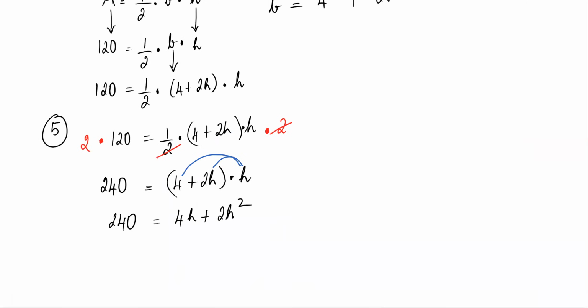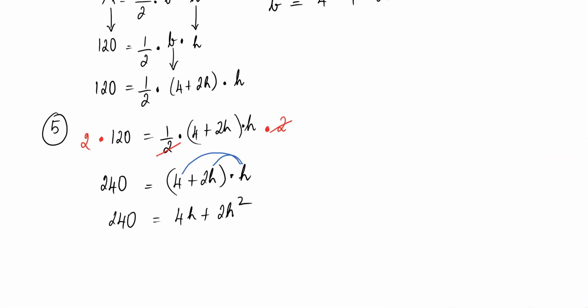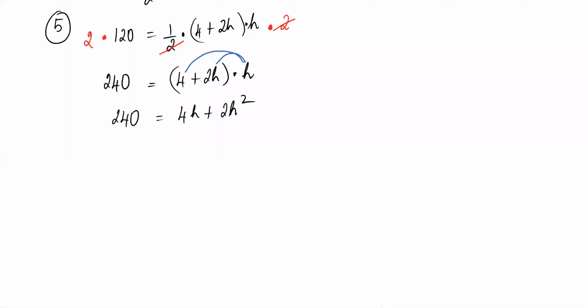equation. Okay. And now our job is to make sure that one side of the equation is going to be a complete 0. So you have the 240 and you want to get rid of the 240. So to get rid of it, you do minus 240 on both sides.